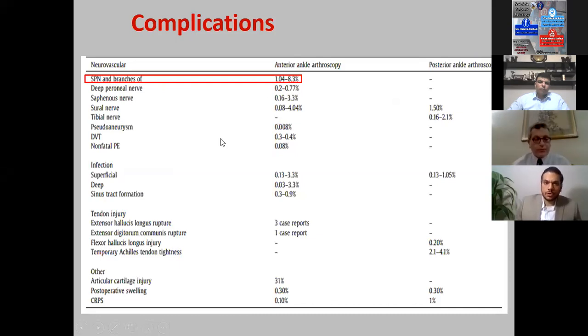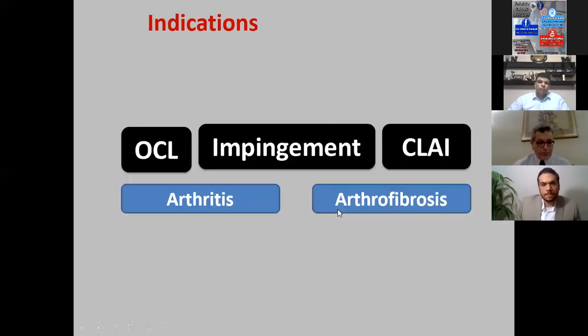Other neurovascular injuries can involve deep peroneal, saphenous, sural, or tibial nerves, or the incidence of deep vein thrombosis or pseudoaneurysm. Soft tissue complications, being a superficial joint, can involve infection and sinus tract formation. Other less common complications will be injury to tendons, ligaments, or articular cartilage.